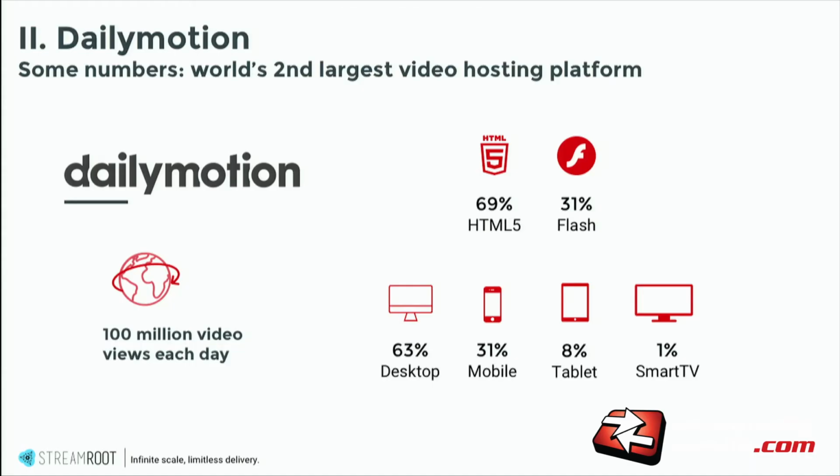So Dailymotion, in a couple words, they're the second largest video hosting platform on the web today. They have over 100 million video views each day, which makes getting data very easy. And a little less than 3/4 of their desktop users are using the new Dailymotion HTML5 player. And this is where they were actually wanting to make their improvements to their ABR algorithms.